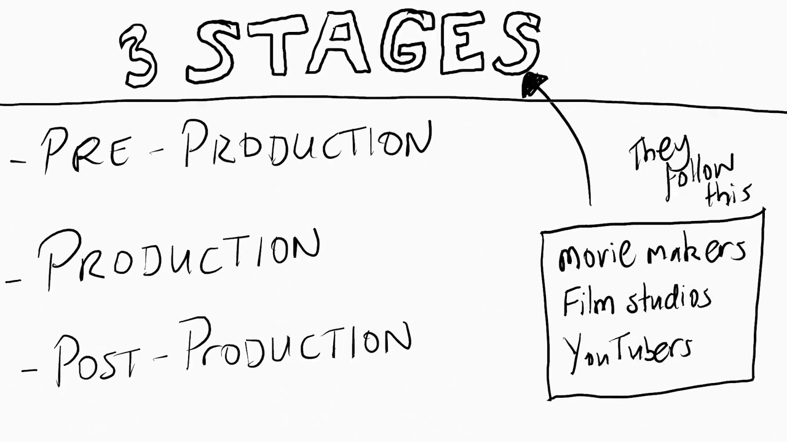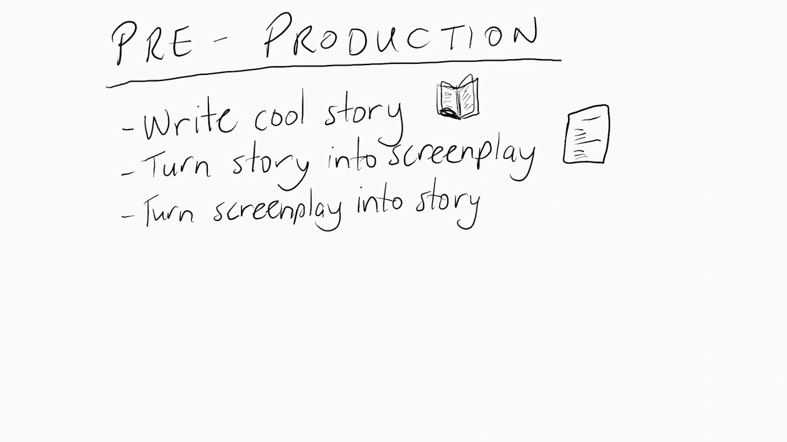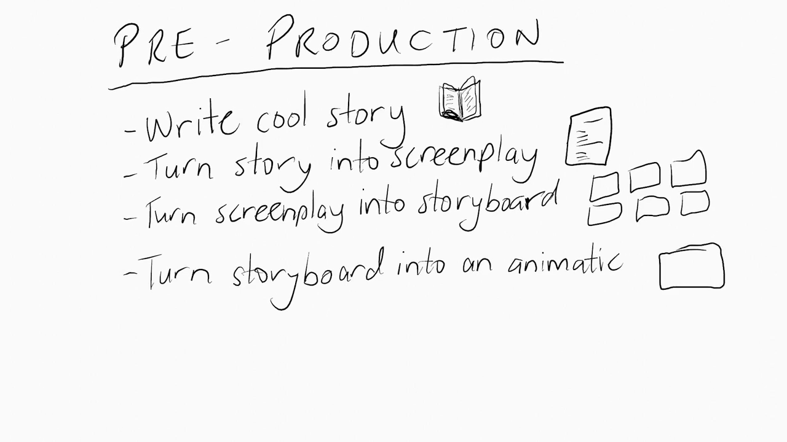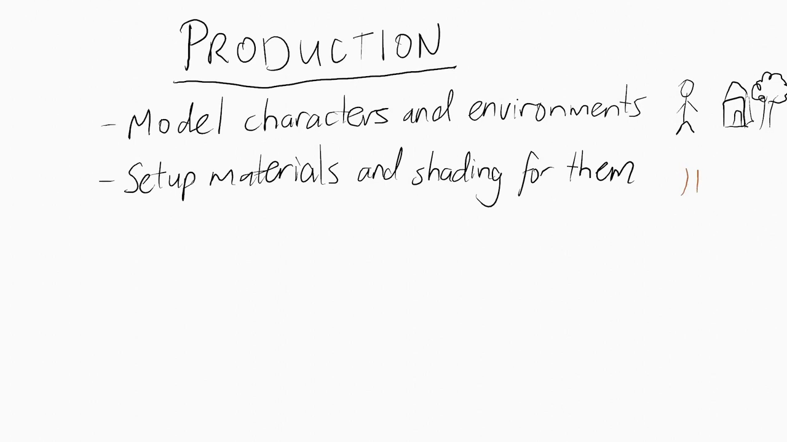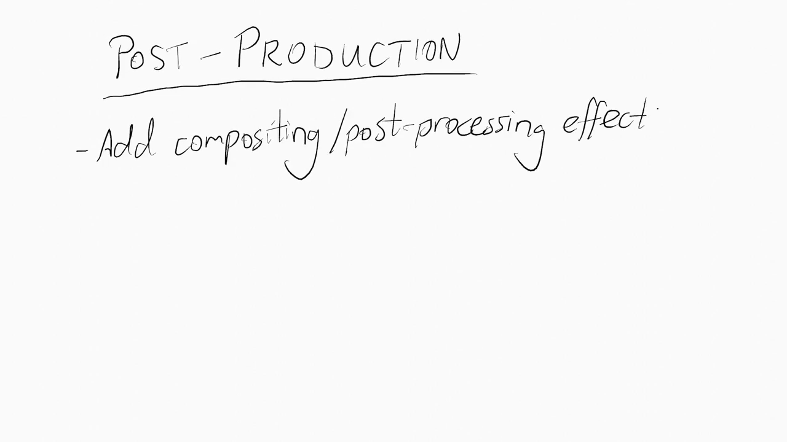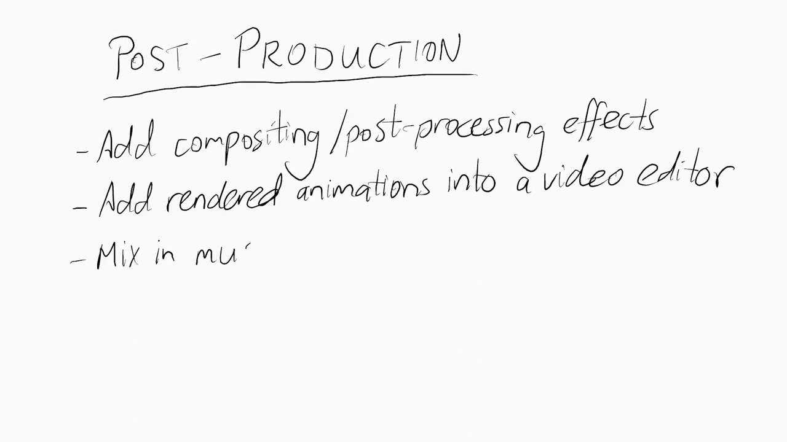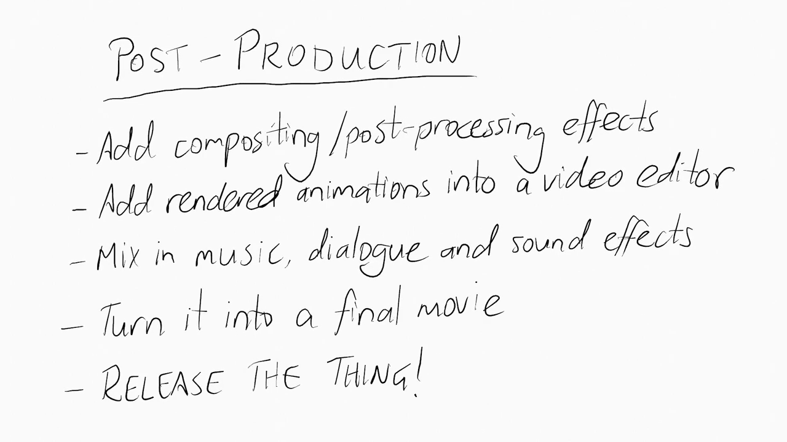So just to give a brief outline what you need to do here. You write your story, turn that story into a script and screenplay, turn that screenplay into a storyboard, turn that storyboard into an animatic, model your characters and environments, set up materials, shading and lighting for your characters and environments, animate according to your storyboards and animatics, render and wait, then keep on waiting some more, add compositing effects, add animations into a video editor, mix in audio, dialogue and sound effects, and turn it into a final movie. It's no surprise that film projects can end up taking years to pull off.